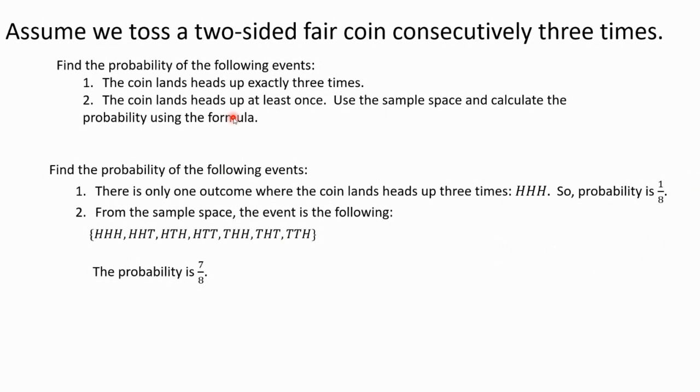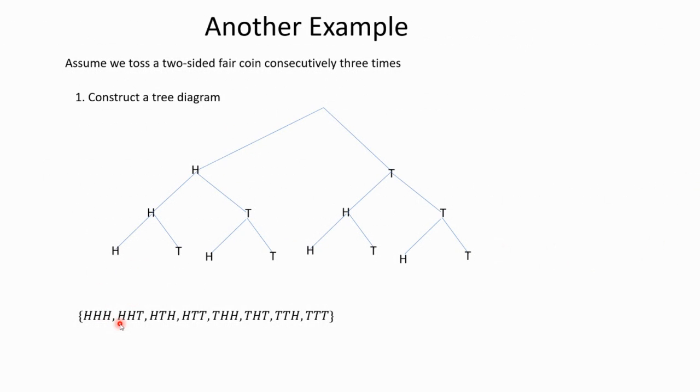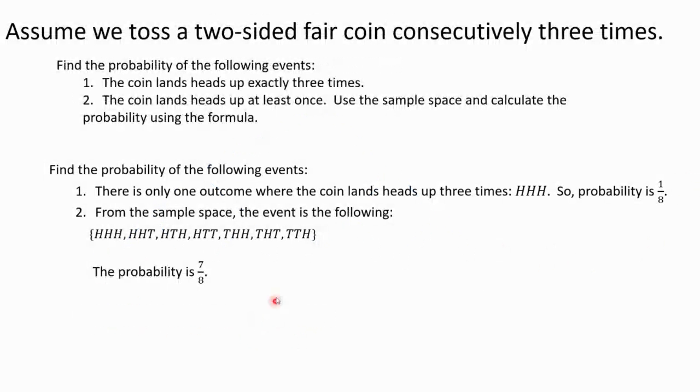For the second event, that the coin lands heads up at least once. Well, if we just look at the sample space, every outcome except one has heads in it. Meaning 7 out of 8 outcomes correspond to the event we're interested in. I mean, the event is actually listed here, but I wanted to show you how we got it from the sample space. So the probability is 7 out of 8, 7 over 8.